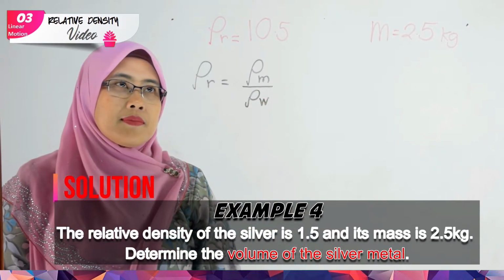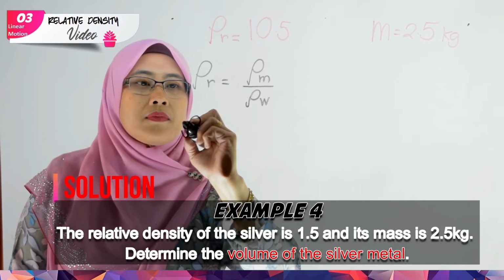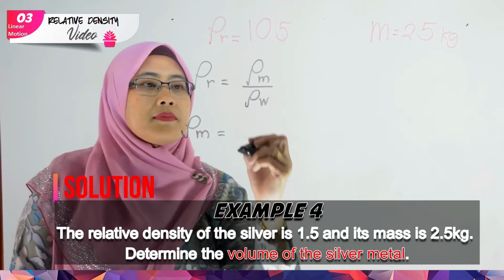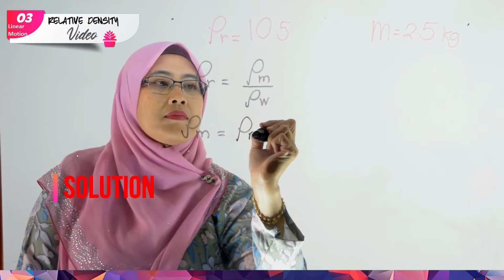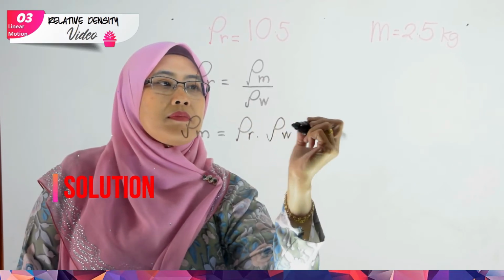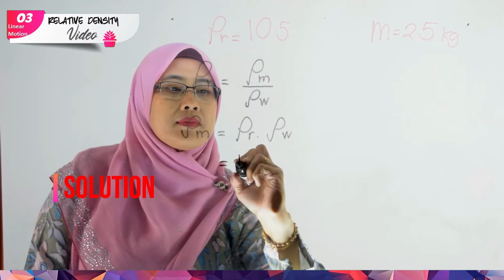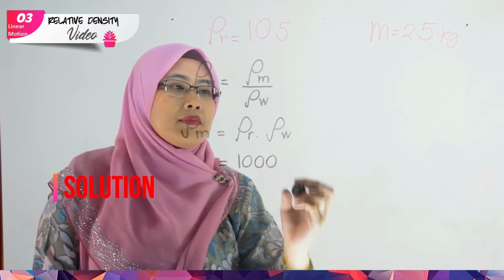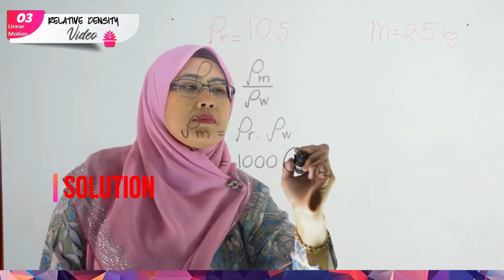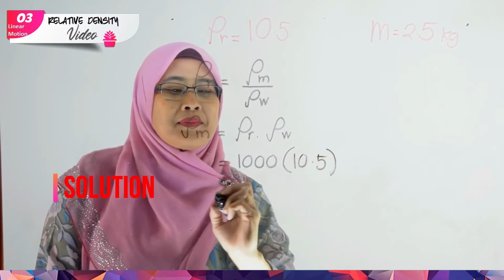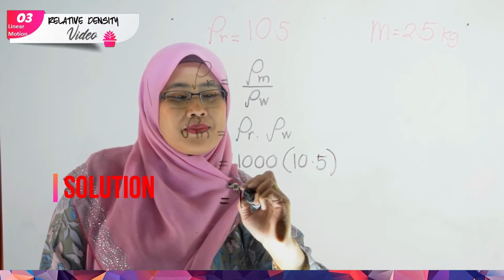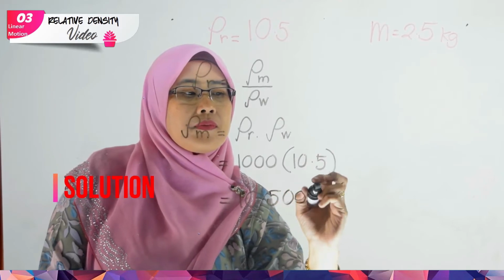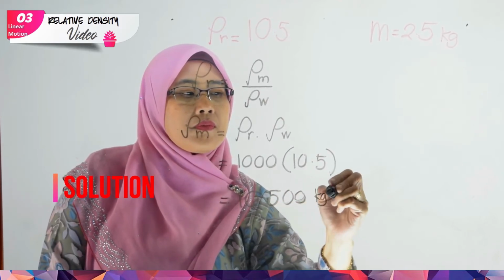As you know, density of water equal to 1000 kg per meter cube. Insert the value of relative density and water density in the formula. Material density equal to 10.5 multiplied by 1000. So, the answer for the density of silver is 10,500 kg per meter cube.